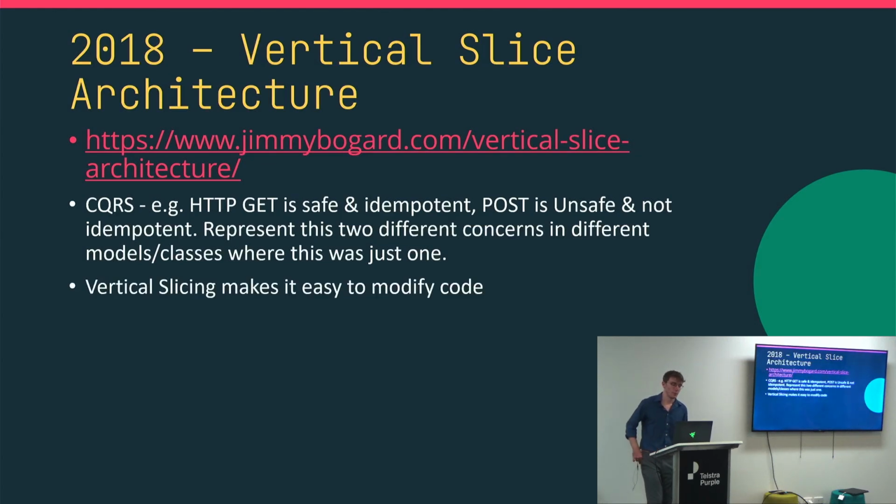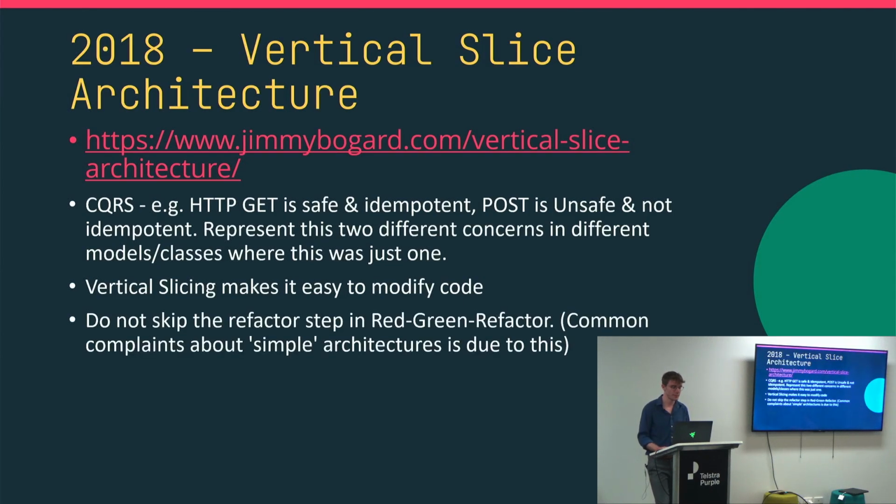Okay, we want vertical slicing to make code easy to modify, which at an architectural level sounds weird, like it seems very subjective. How is it easy to modify code? And this is kind of the start of where VSA is different to a lot of architectures. It's more about your development patterns and processes than it is specific technical ideas.